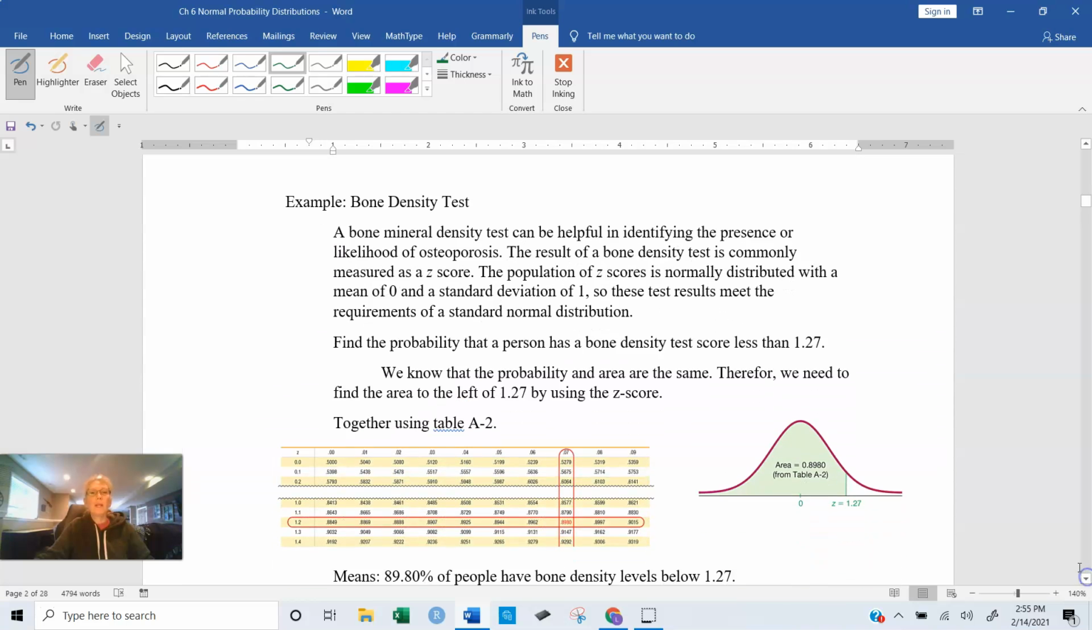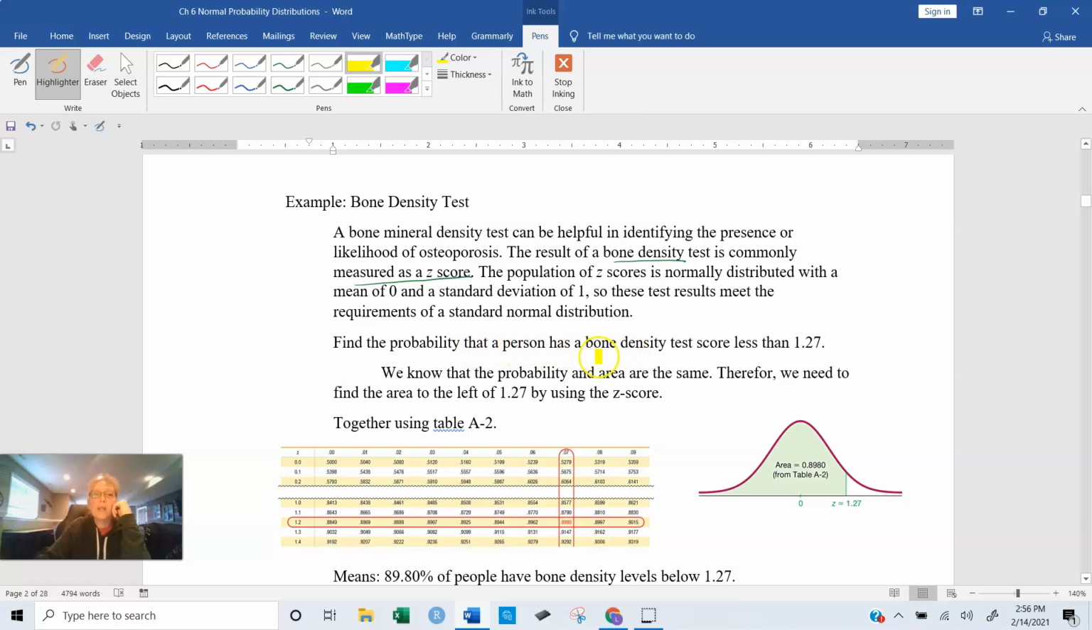All right, going to do a bone density test. Now, the result of the bone density test is commonly measured as a z-score. So they tell you, do you have a 2.0 or a 1.5 z-score? So are you above or below? That's what we're looking for.